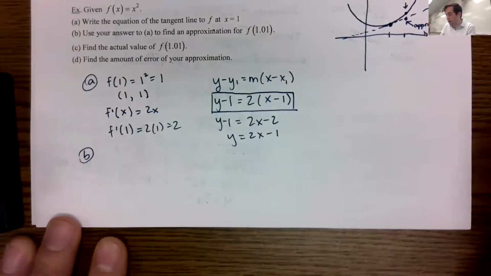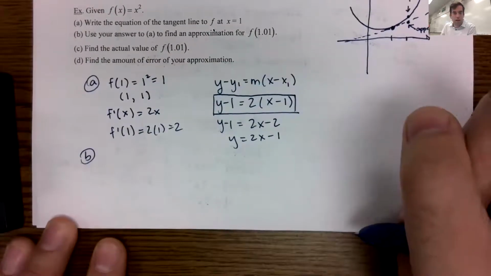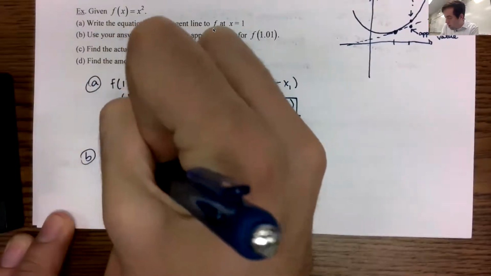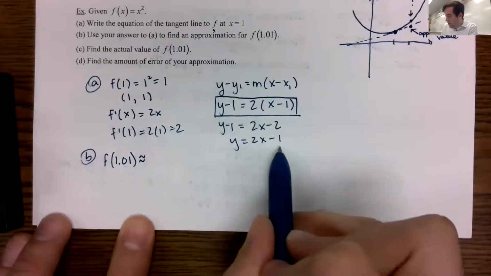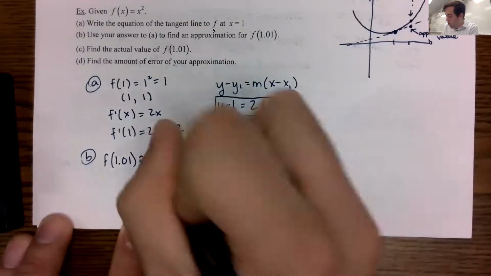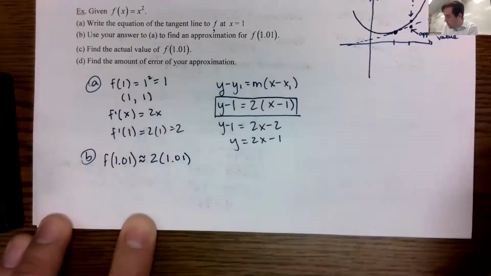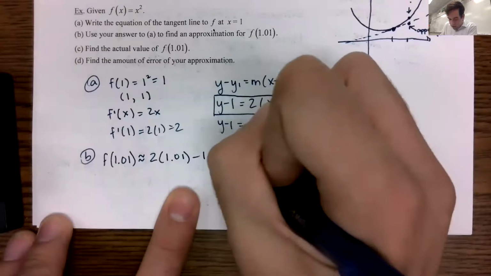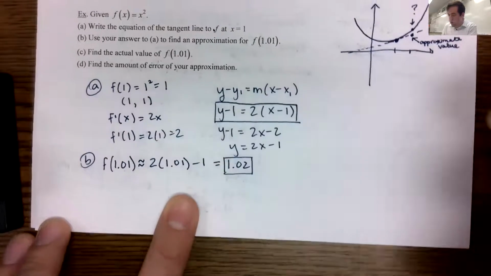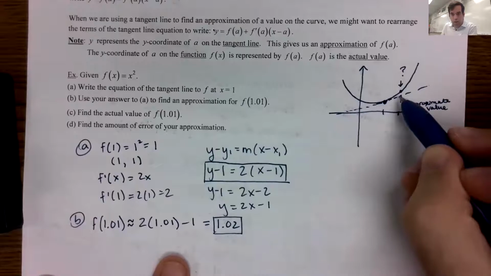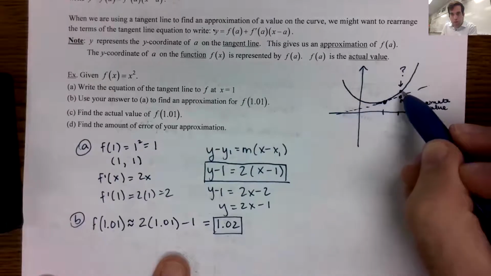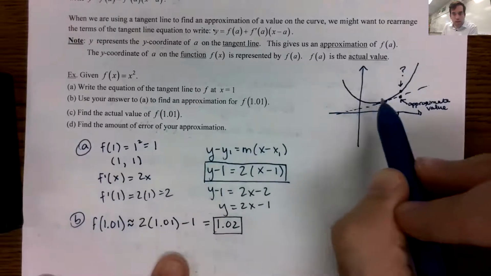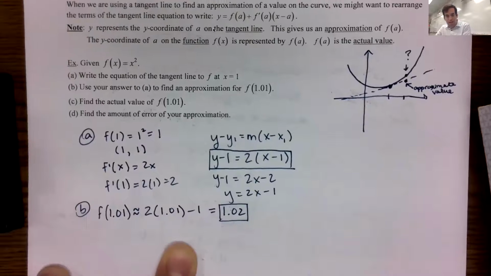Use your answer for A to approximate f of 1.01. So f of 1.01, we're going to say is approximately, and we're going to take our tangent line and plug in 1.01. So it's going to be 2 times 1.01 minus 1. And we're going to end up with 1.02. That's our approximation. So think about if this was our curve, we just found this y value, which is probably pretty close to the real answer, because 1.01 is pretty close to 1, but it might not be the exact answer.